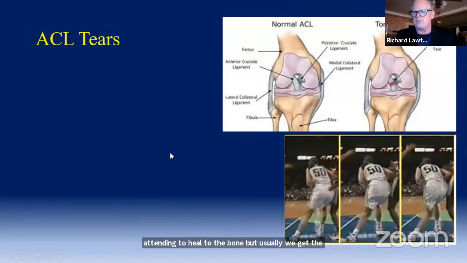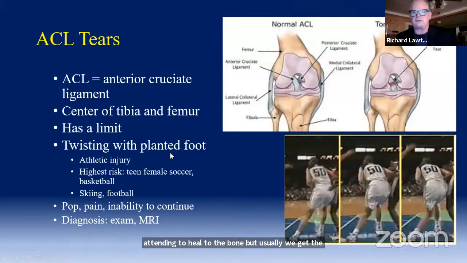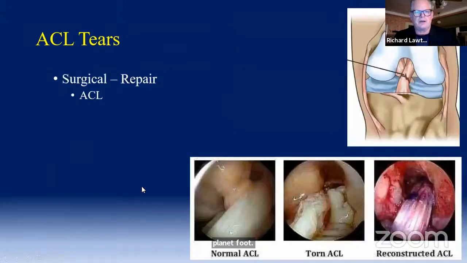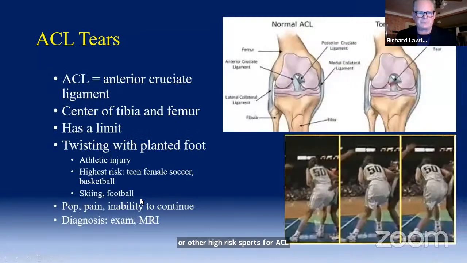ACL tear is very much the bailiwick of any knee doctor. Anyone taking care of knee patients will see a torn ACL. The ACL is this big ligament inside the knee that runs from this part of the tibia up to this part of the femur. And like other tissues in our body, it has a limit of what it can take. If you have an awkward twist on a planted foot, like is illustrated in this female basketball player, the knee can buckle in like that and cause the ACL to tear. Skiing and football naturally are other high-risk sports for ACL tears.